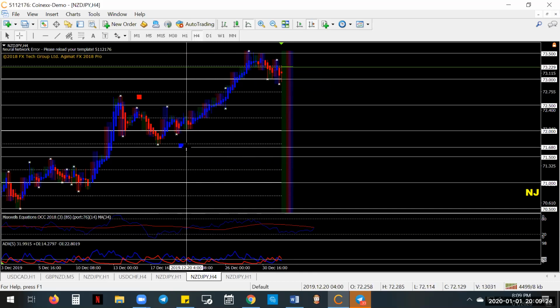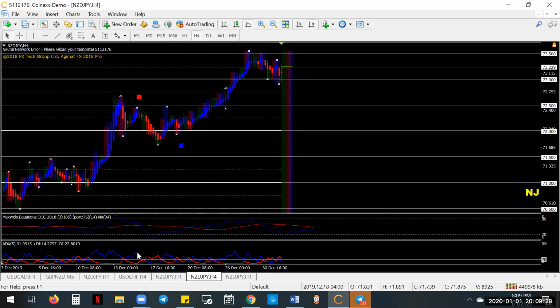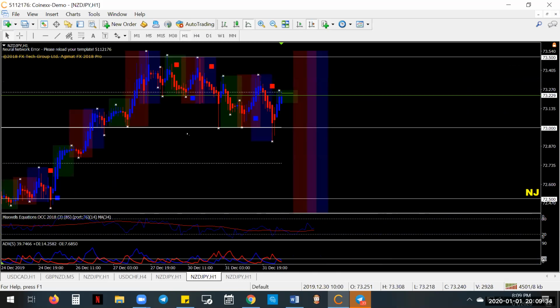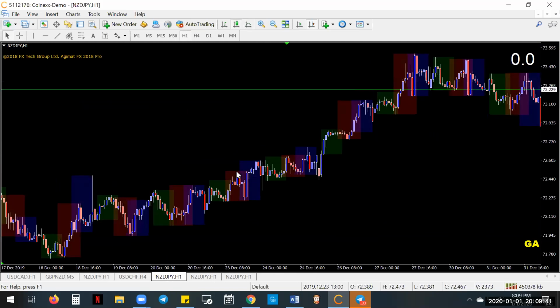But I don't trade with the confirmations. I trade with the levels, because if you pay attention to the levels, the actual structure is being built off of the levels. Let's look at a naked chart. Now, see, this is a naked chart.